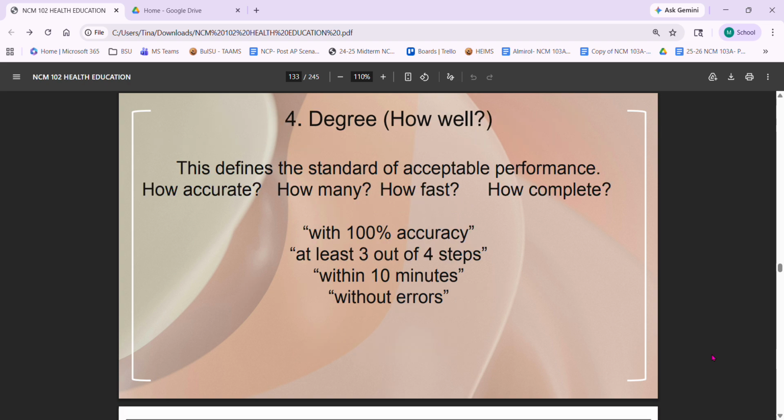And lastly, the degree, how well. So, this defines the standard of acceptable performance. Okay? Meron kang sinet na acceptable. Para masabi mo how accurate, how many, how fast, how complete. Okay? Within 100% accuracy. List at least 3 out of 4 steps within 10 minutes without error. Okay? So, that is the degree.